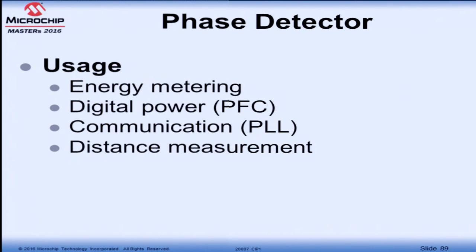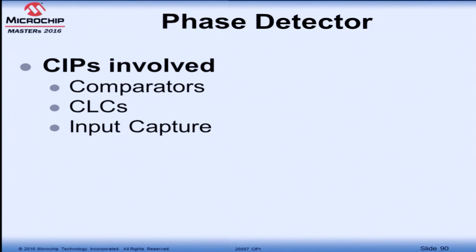Where would that be useful? Oh, lots of places. Energy metering and digital power, including doing power factor correction. It's used in communications. It's one of the fundamental pieces of a PLL. And you could even use it for a distance measurement, which we'll talk about a little bit in a minute. The CIPs we're going to use here are the comparators, CLCs, and the input capture.